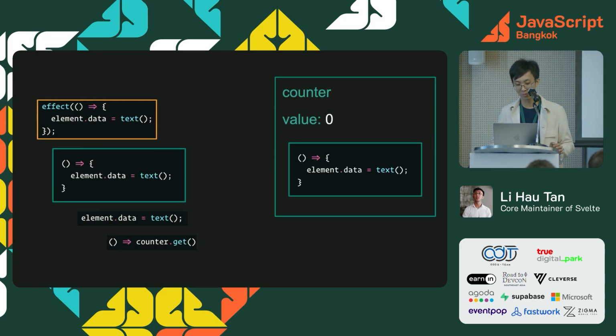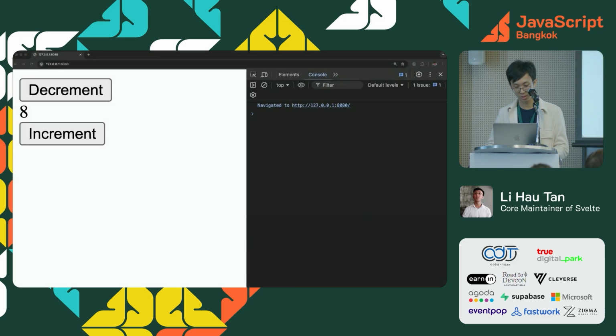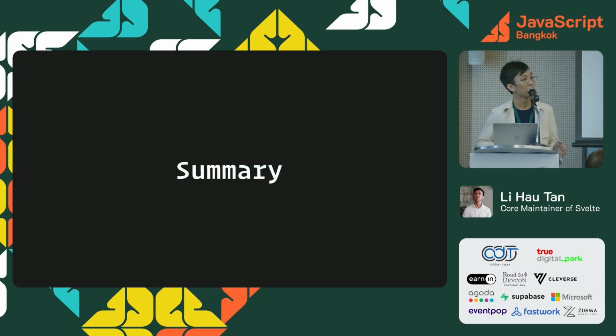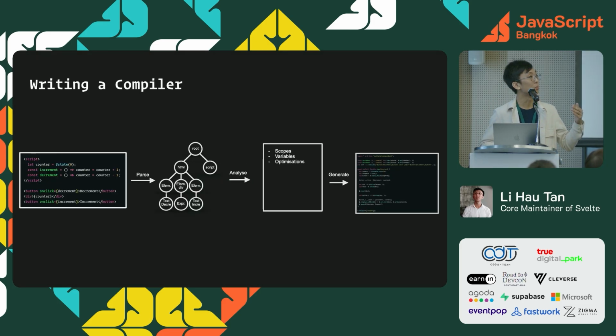Okay, where's my slides? So that's about the compiler that we created. A quick summary of what we have gone through in this talk. First, we learned about how to write a compiler, which basically has to parse, though we didn't go through the details of every step of the implementation. Then we do some analysis, and then we generate JavaScript code.